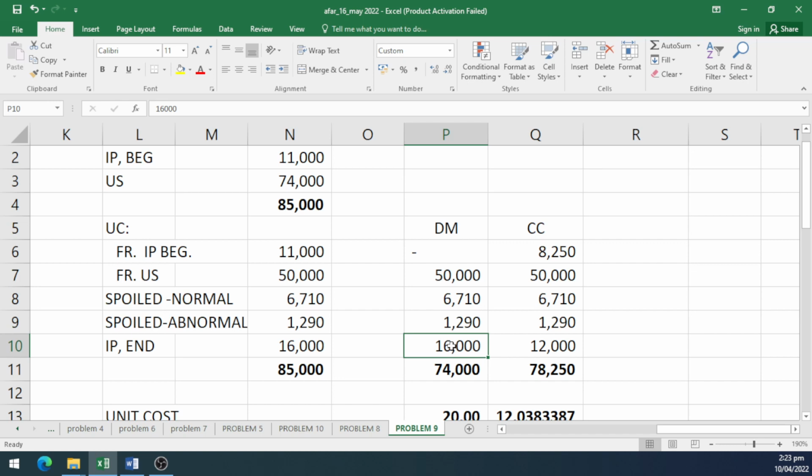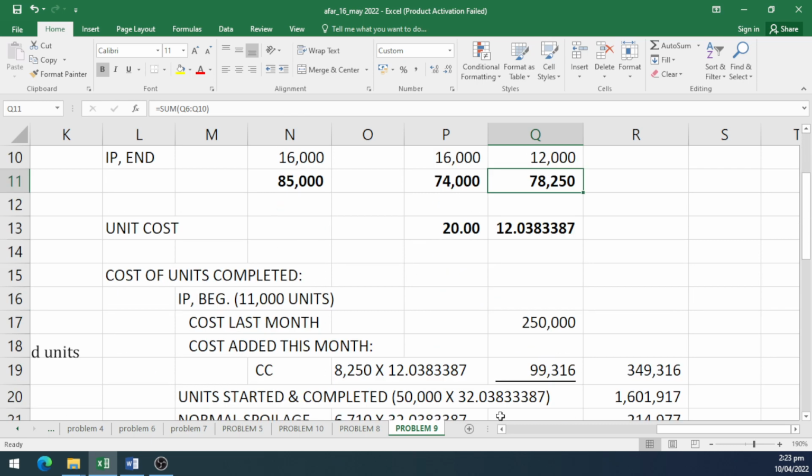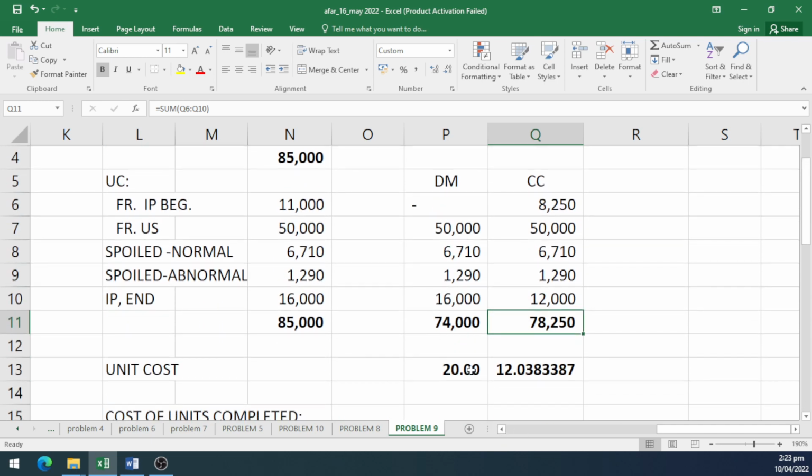Then for conversion, it is 75%. So that's 12,000. Total EUP is 74,000 and then 78,250. Okay? Next, we compute our cost per EUP.